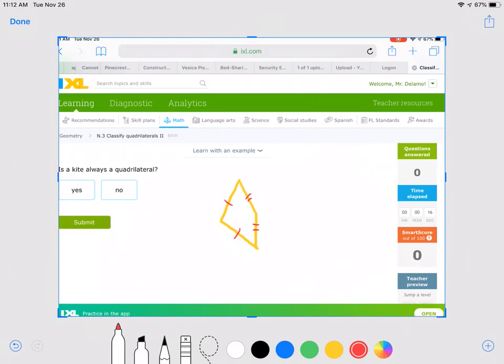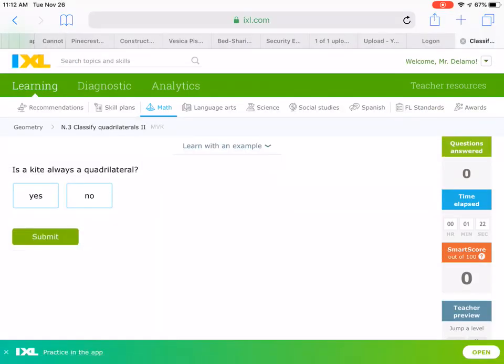So a kite is no pairs of parallel sides and two pairs of congruent sides where not all four of them are the same as each other. So that's what a kite is. And then we're going to have a whole section on kites in this IXL. Okay, so let's move on to N3.